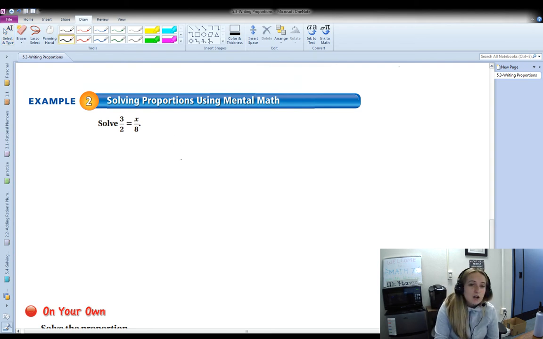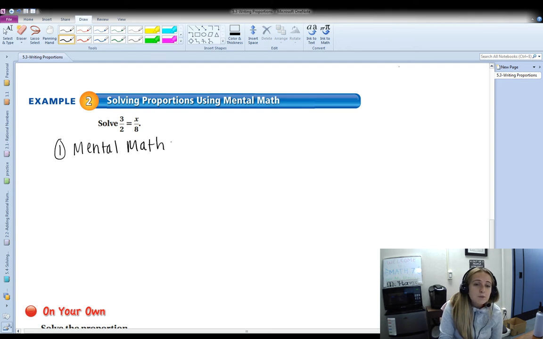Example 2, solving proportions using mental math. It says solve 3/2 equals x over 8. So we are going to write down 3 over 2 equals x over 8. I'm going to show it to you using 2 ways. Even though it says mental math, we're going to do the first way using mental math, okay? For this way, I'm going to write down the proportion 3 over 2 equals x over 8.